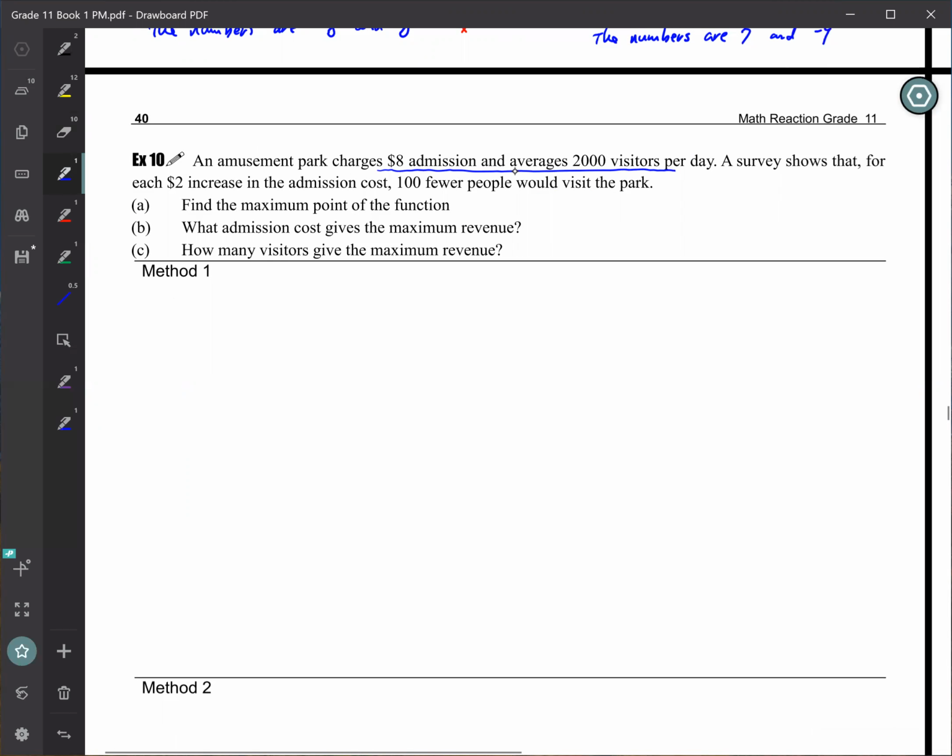Now if we change the price, of course it will affect the number of visitors who want to come. So here they made a survey, right, to show that if we increase by $2, then 100 fewer people would want to come to visit the park, right? So imagine if the tickets get too expensive, then you don't want to spend that much money on buying the ticket. So of course, the owner will want to increase the price, but they don't want to increase so much that no one wants to come, right?